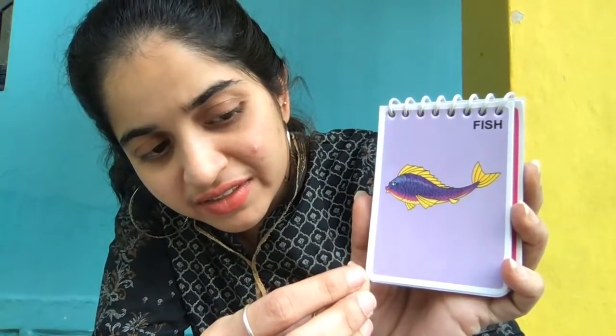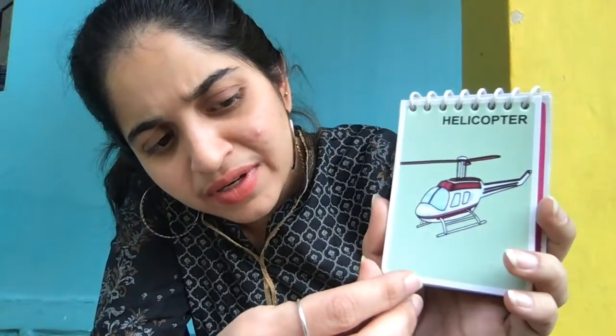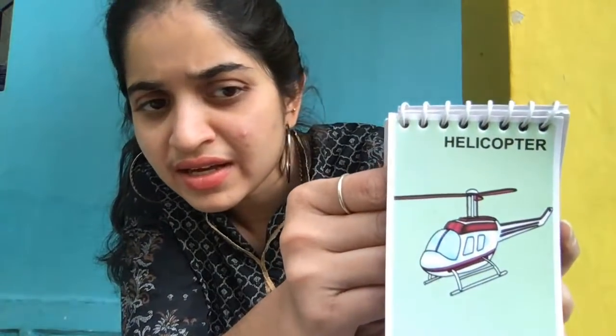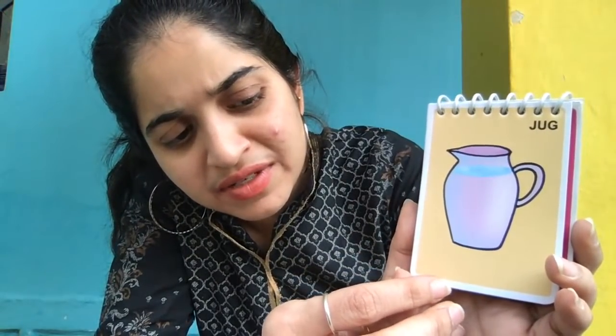Just air should come out of your lips, children, okay? Don't say F. It's F. Beginning sound. G. Beginning sound. H. Beginning sound is H. Beginning sound of this picture. Here it is I. Beginning sound. J. Beginning sound is J.